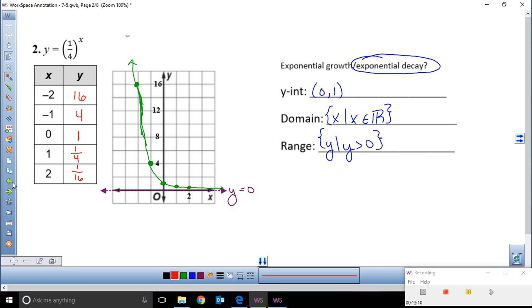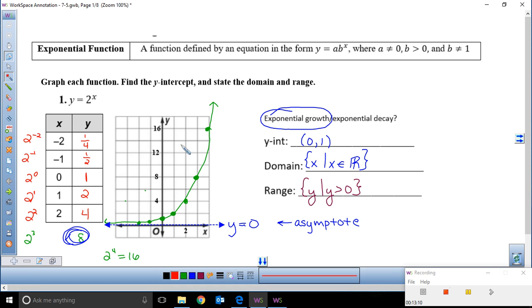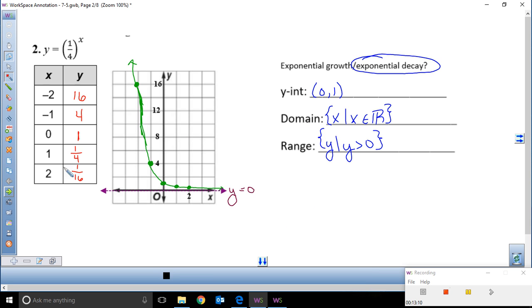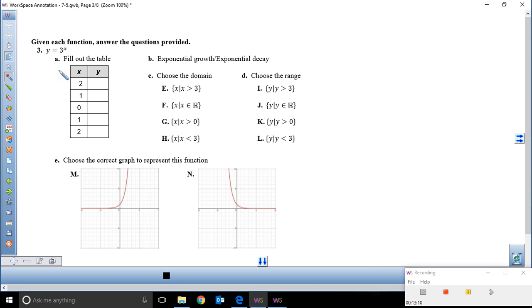If we look at number 1, we know that it was exponential growth because we graphed it. But if we look at the number that's being raised to the exponent, this 2, we can tell that it's greater than 1, which means that it's going to be exponential growth. On number 2, we're taking 1/4 to the x power, and 1/4 is between 0 and 1, which means that it is a fraction or a decimal, which means that it's going to be exponential decay. And if you pay attention, that's going to happen pretty much every time.